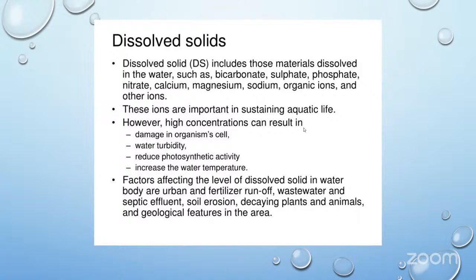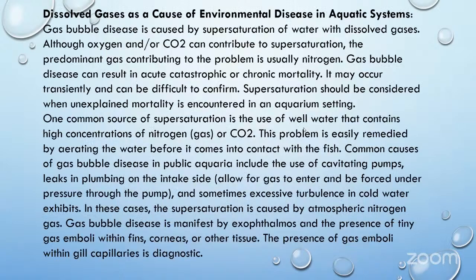Now let us discuss a few diseases that are caused by the environment. We can call them environmental diseases that affect aquatic systems. The first one is gas bubble disease. It is caused by supersaturation of water with dissolved gases. Although oxygen and carbon dioxide can contribute to supersaturation, the predominant gas contributing to the problem is usually nitrogen.